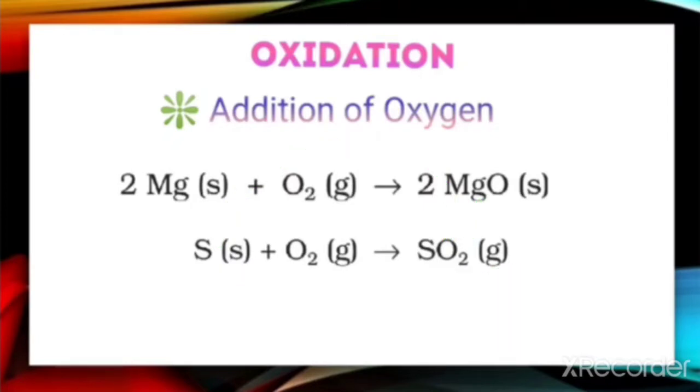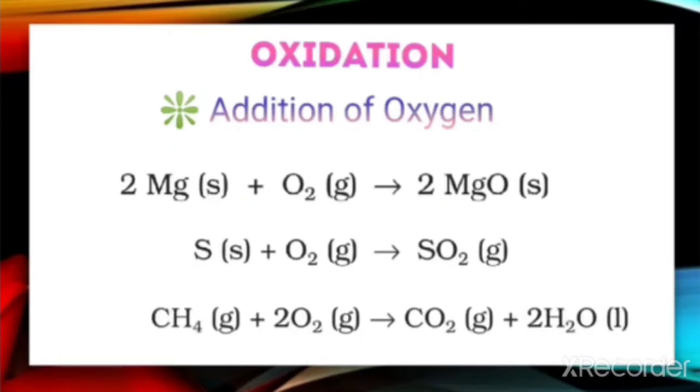When we take another example, that is methane. Methane is oxidized, so here we get the products carbon dioxide and water. When you look at the carbon here, there is hydrogen with the carbon, but on the product side, now with the carbon there is oxygen. That means addition of oxygen is taking place. That's why this is an oxidation reaction.